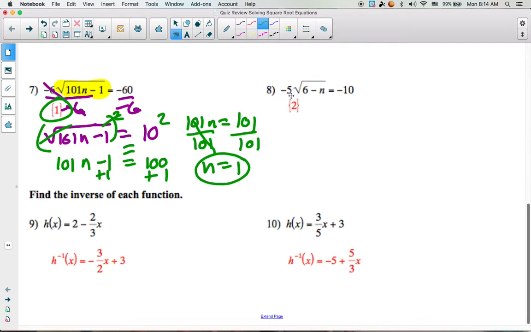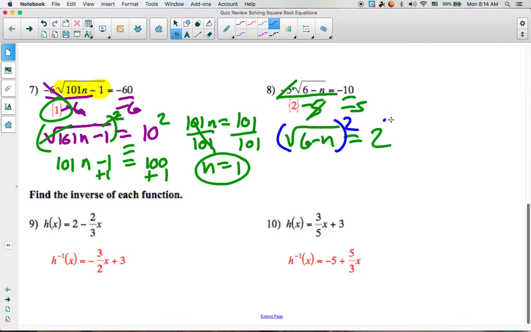For this number 8, we have -5 times the square root of 6 minus n equals -10. So we want to get rid of that multiplication first. We're going to divide by -5. And that leaves us with the square root of 6 minus n equals 2. Then we need to square each side. That gives us 6 minus n equals 4.